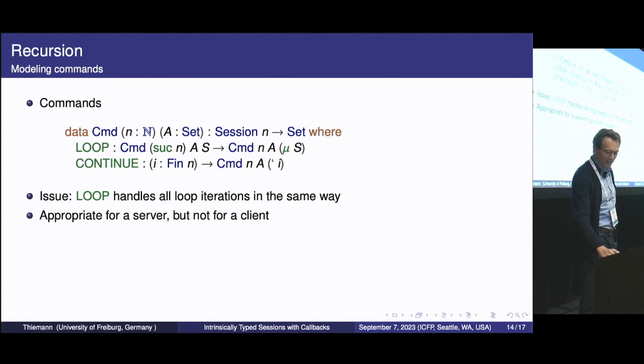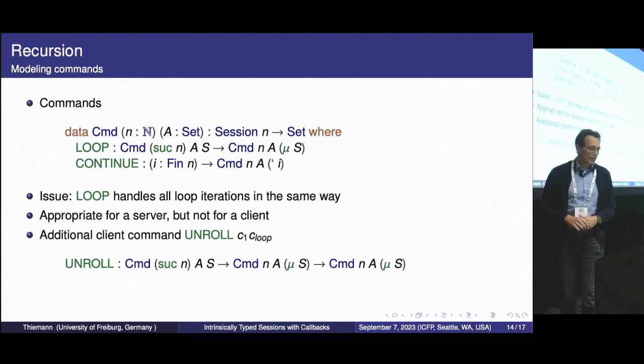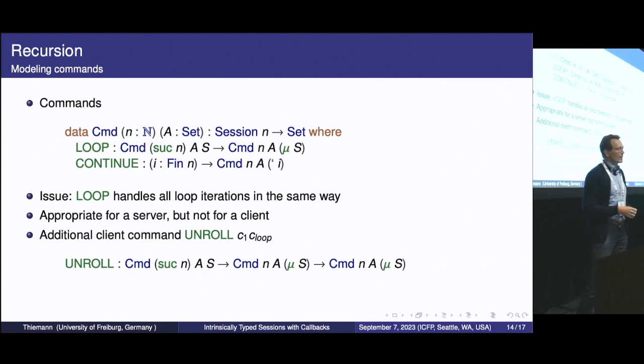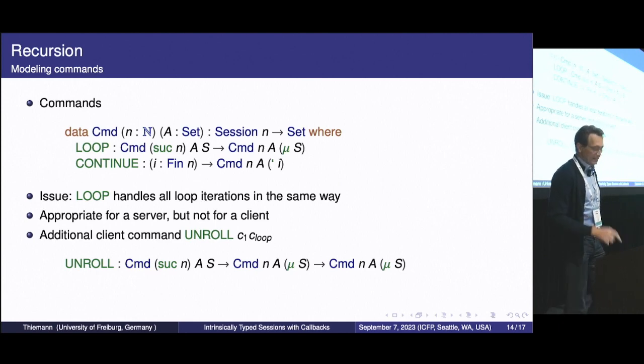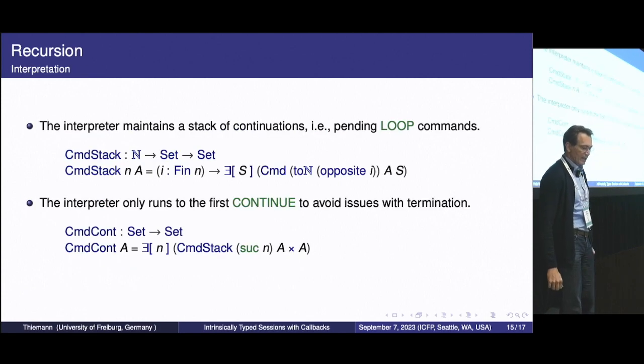Fortunately, you run into this issue as soon as you try to write any sort of example. So there is an additional client command which is called unroll, and it takes a command for one iteration of the loop, and then you are back at the head of the loop, and you can then specify another command for the loop. So you can unroll one iteration after the other with this unroll command, and thereby you can also write finite client code that type checks against a recursive session type. Well, that's what I just said.